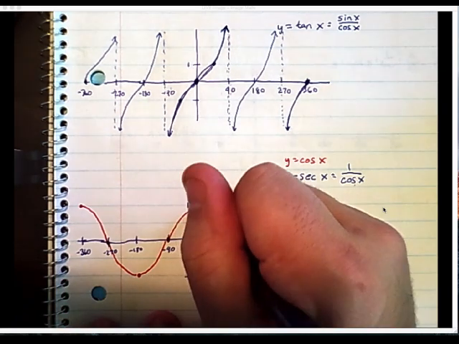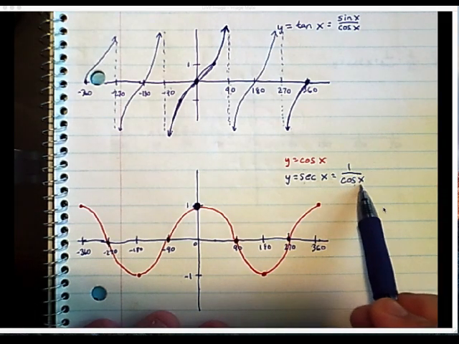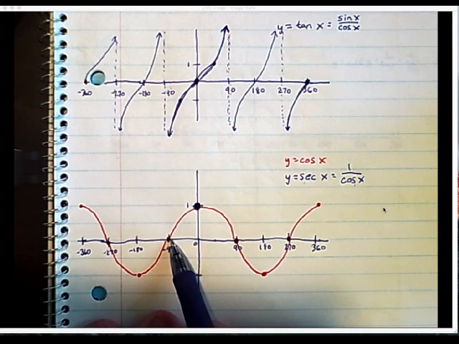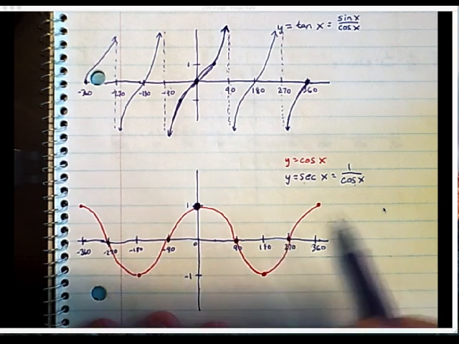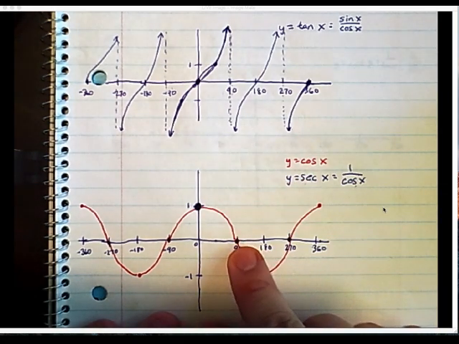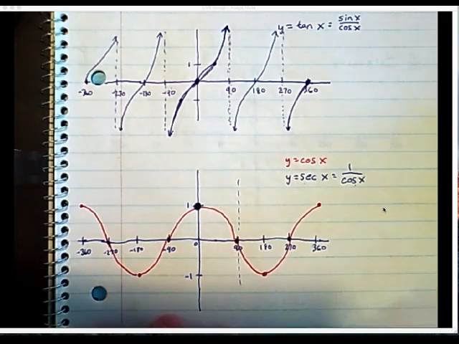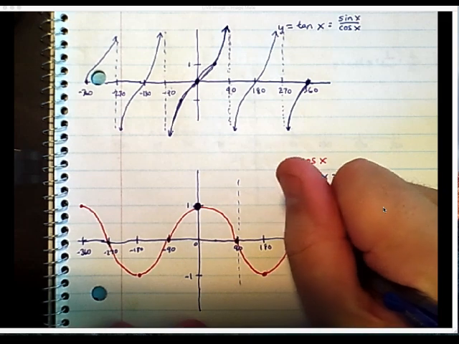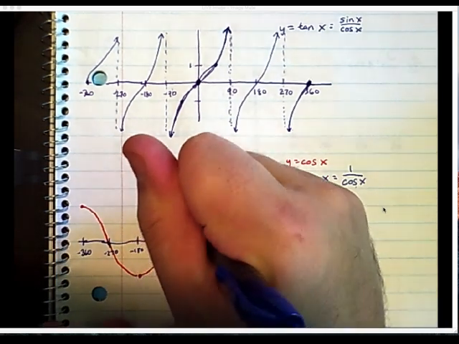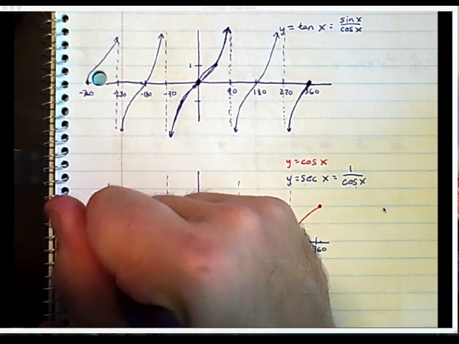It would be 1. But what happens when the cosine, when this denominator is 0, such as at 90, at 270, at negative 90, at negative 270? You're not allowed to divide by 0. So whenever that red dot is on top of the x-axis, you're going to get a vertical asymptote for the secant graph. So you'll get a vertical asymptote there, there, here at negative 90, and at negative 270.